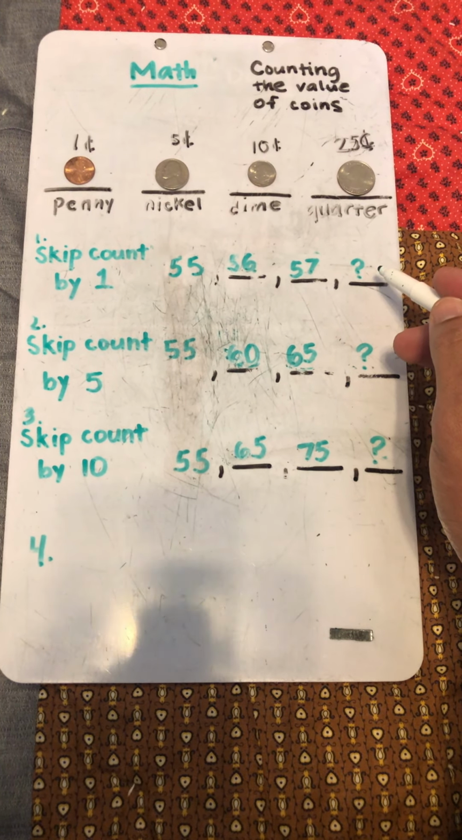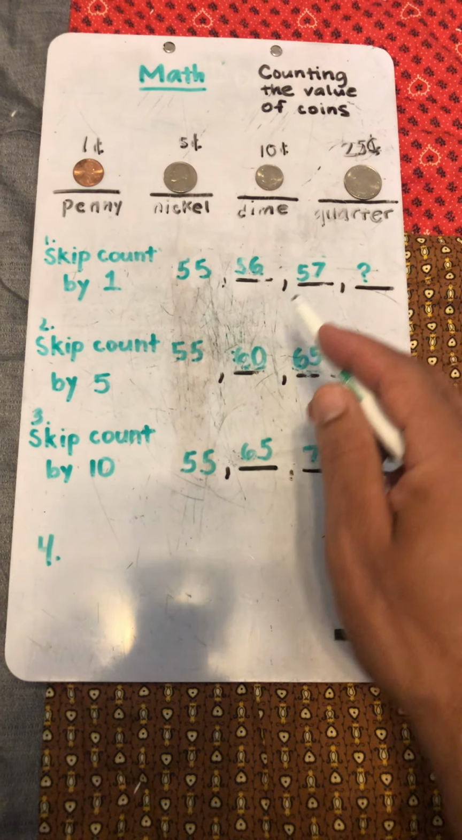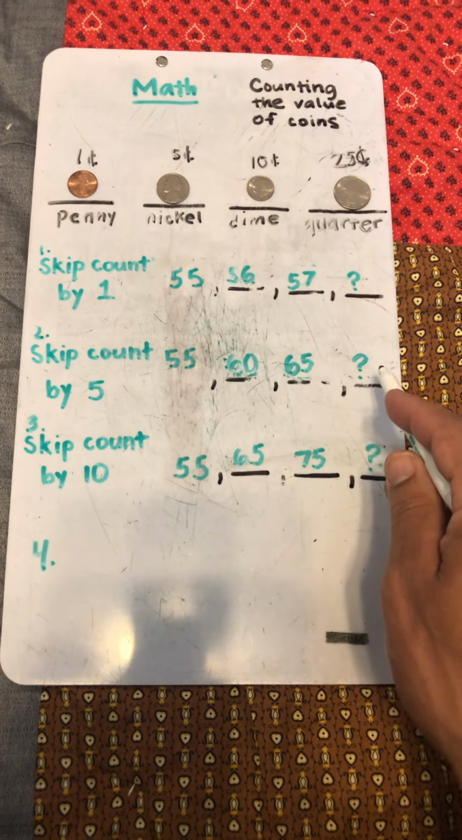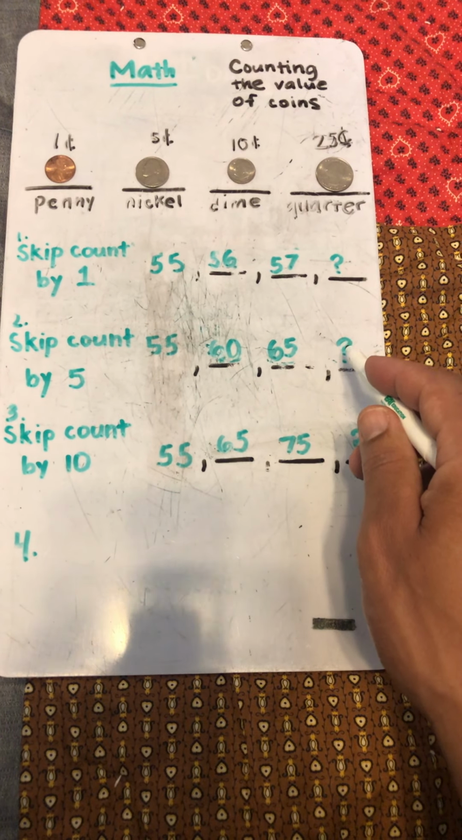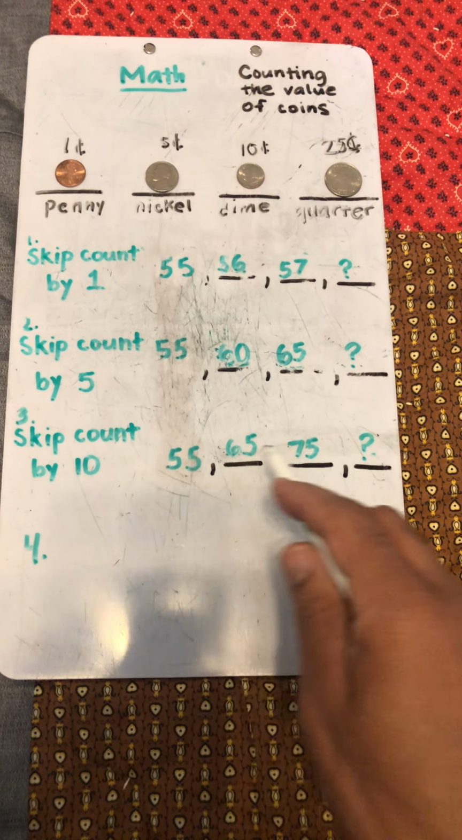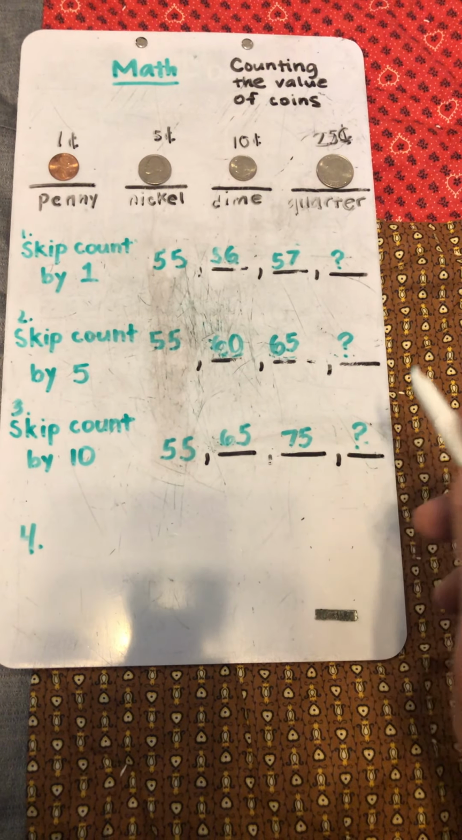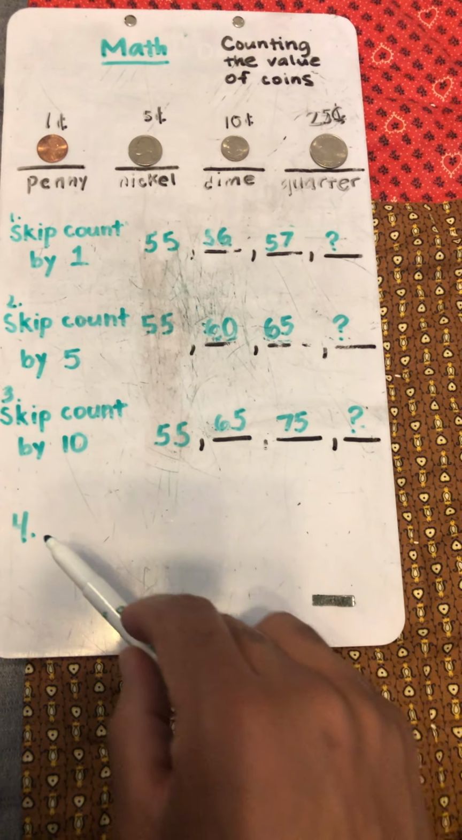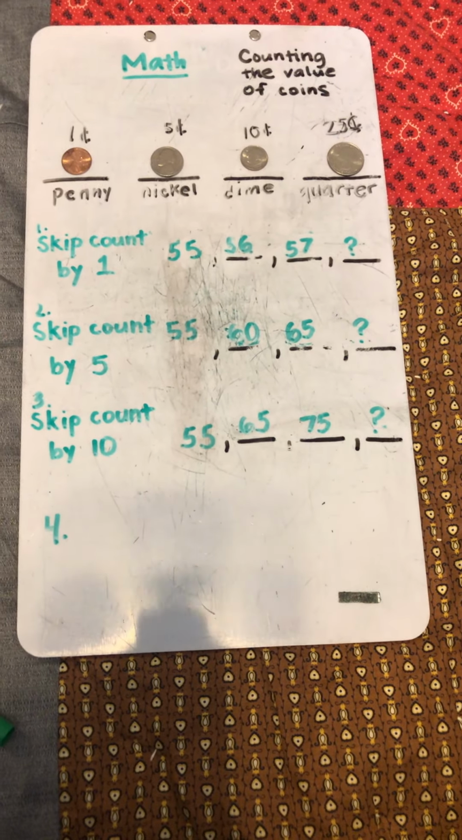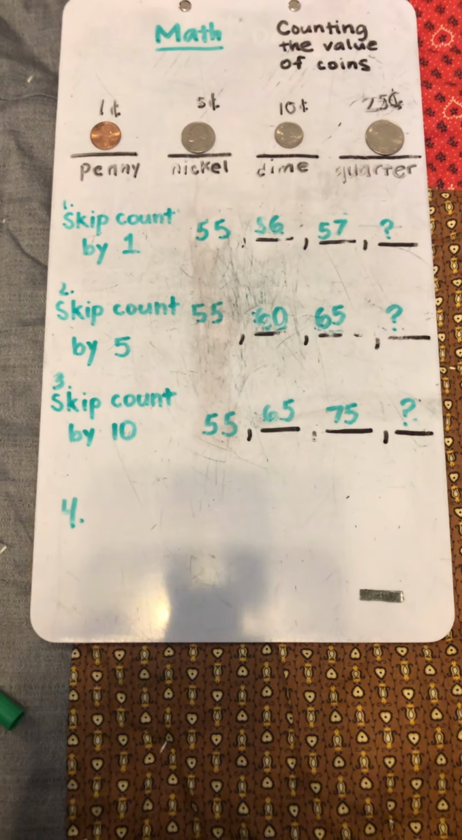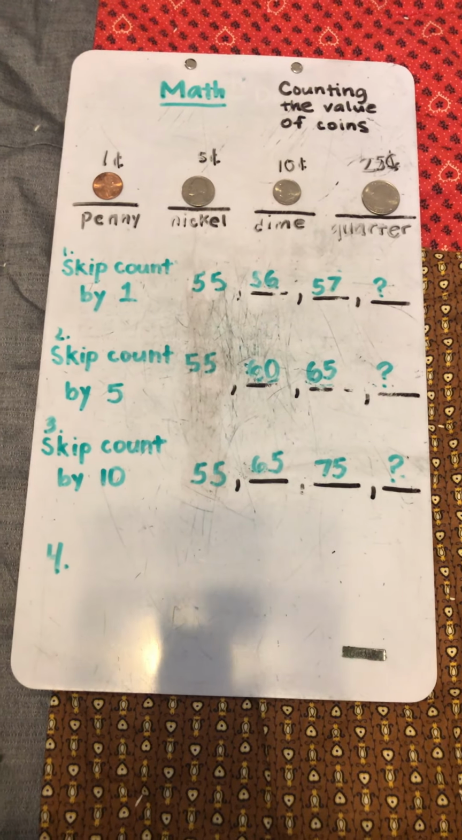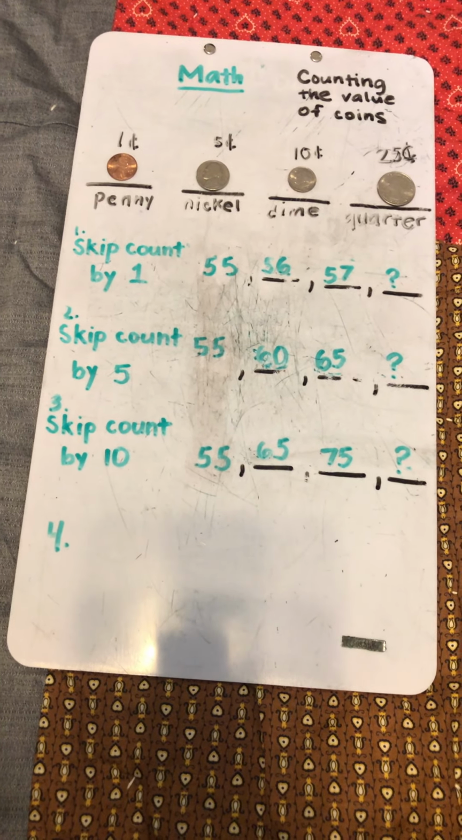What's the next number here for number one, skip counting by ones? For number two, what is the last number? And this is the only number you guys have to give me here. Skip counting by fives. For number three, finish the skip counting by tens pattern. For our question number four, I'm going to be giving you guys some actual real coins to look at. And we're going to use some of that skip counting work to count the value of those coins.